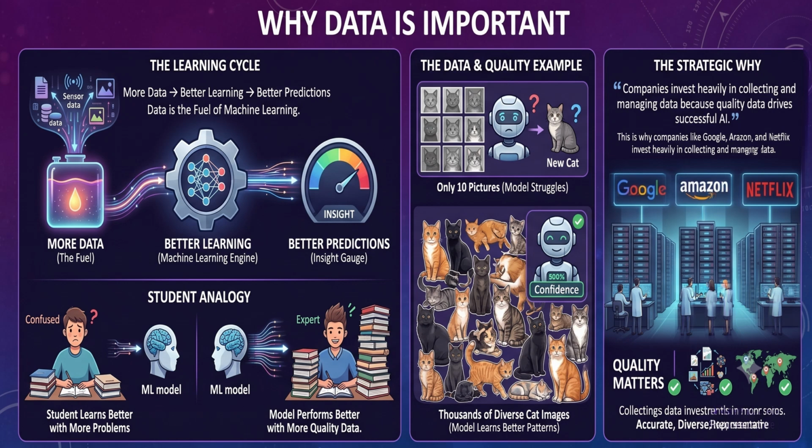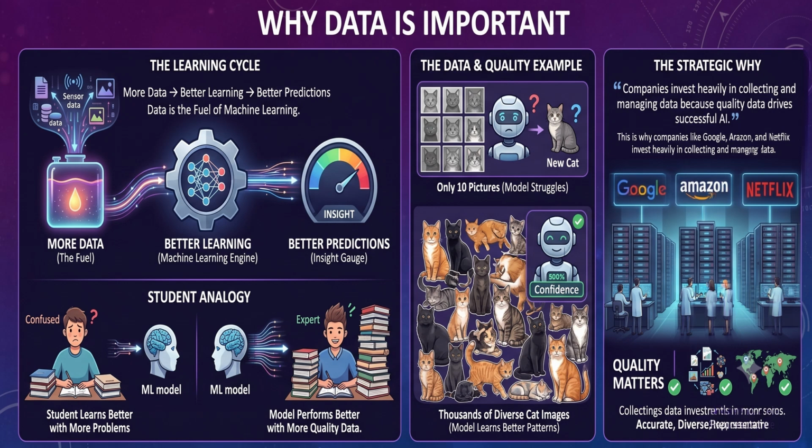Why is data so important? Machine learning is only as good as the data it learns from. Data is the fuel of machine learning. The more relevant and high quality data we provide, the better the model learns and the more accurate its predictions become. Think of a student preparing for an exam. A student who practices more questions usually performs better. Similarly, a machine learning model learns better when it's trained on more quality data.